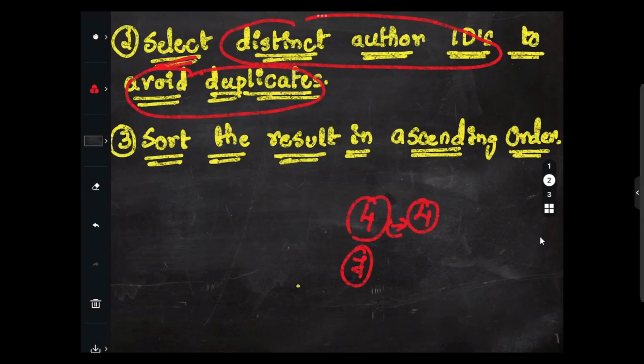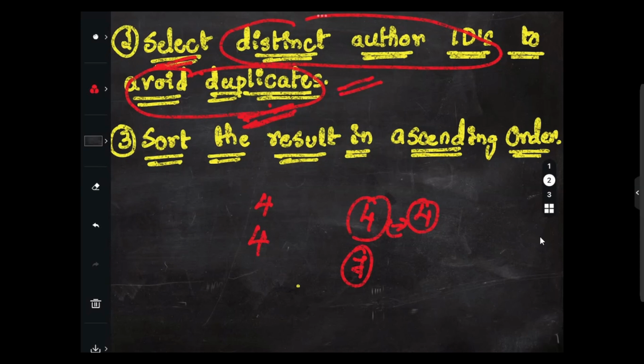So this one we have to keep in mind. We have to select the distinct author IDs to avoid the duplicates. Just keep this in mind. This is very important, or else you will go with the repetition and return duplicates as well. This step is very important.